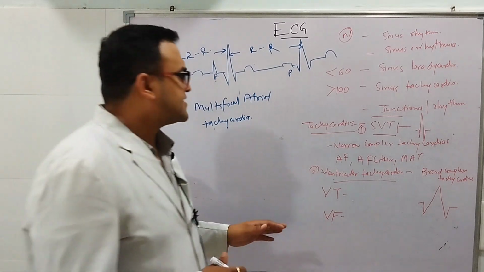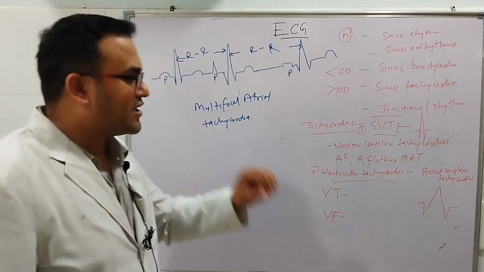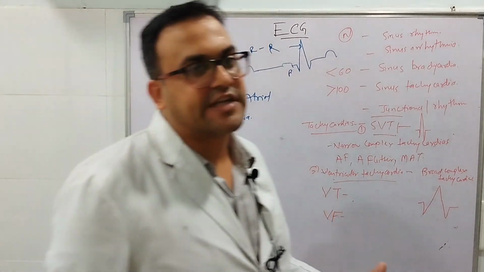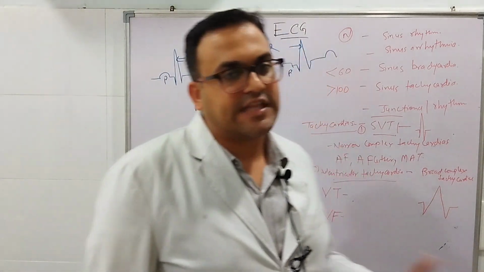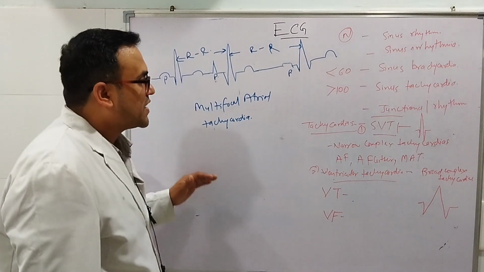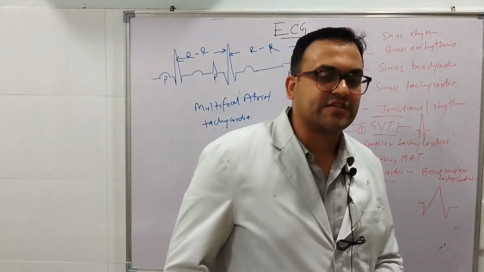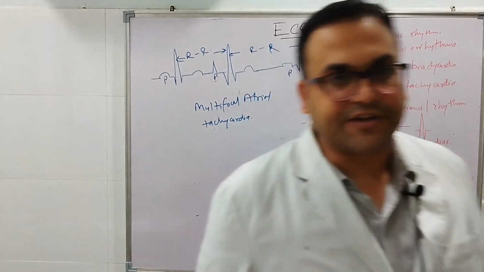So we discussed three types of supraventricular tachycardias. Apart from sinus tachycardia, we have atrial fibrillation, atrial flutter, and multifocal atrial tachycardia. All these are narrow complex tachycardias with the origin supraventricularly, that is SA node, AV node, or in the atrium.